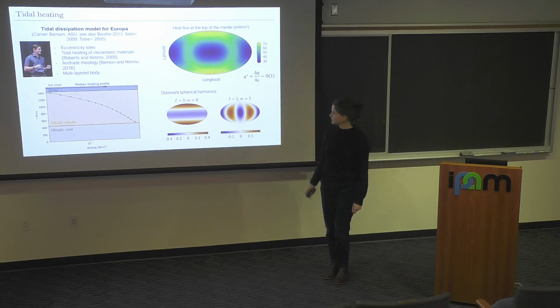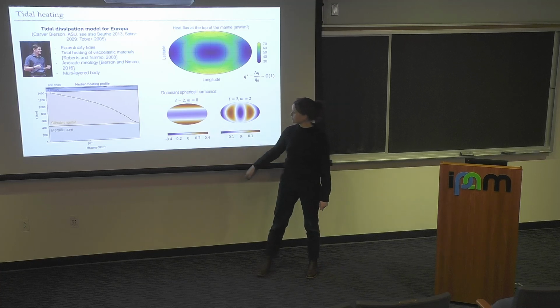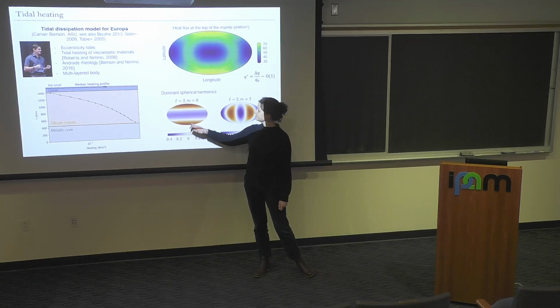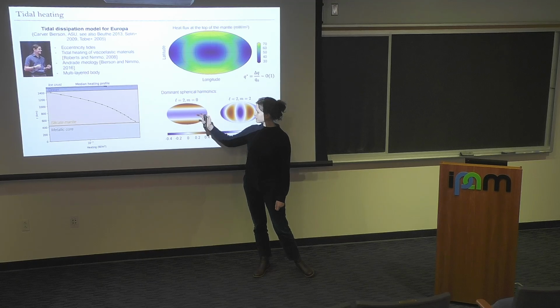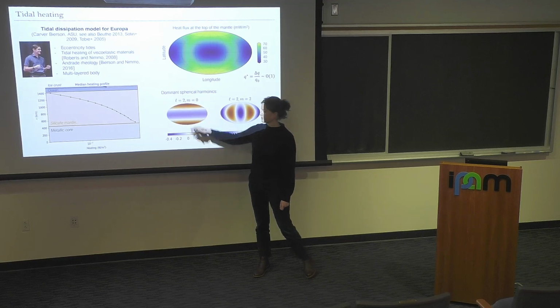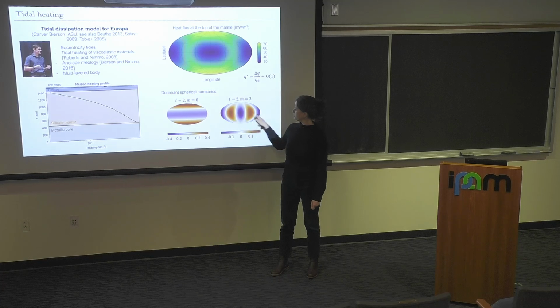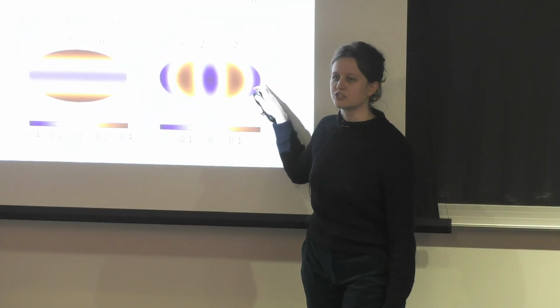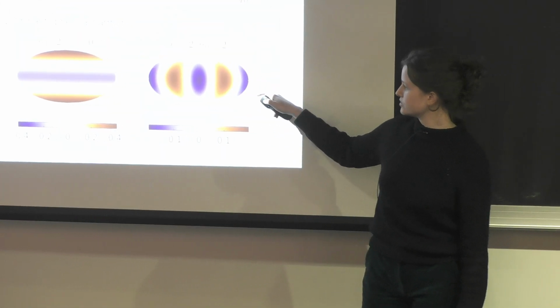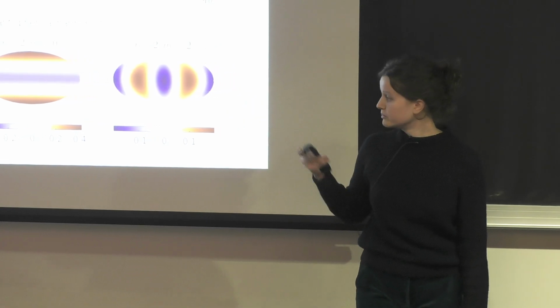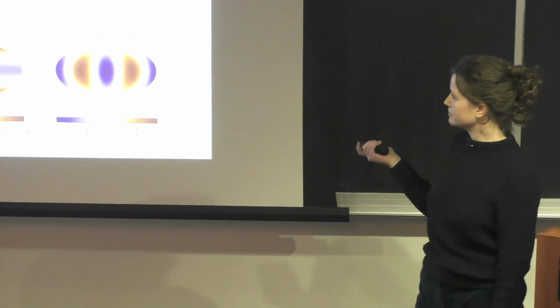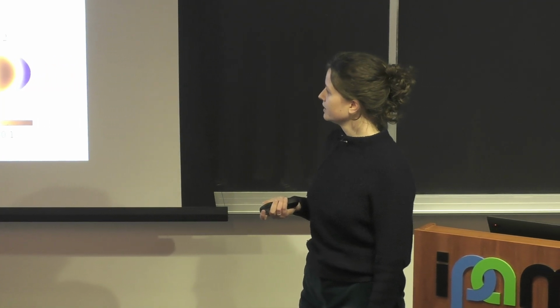But essentially, the pattern is really dominated by two spherical harmonics. First of all, the degree 2, order 0, axisymmetric pattern, just higher heat flux at the poles, and then this degree 2, order 2 variations in longitude. Okay, and this is really what dominates the effect on the dynamics that I'm going to describe later.